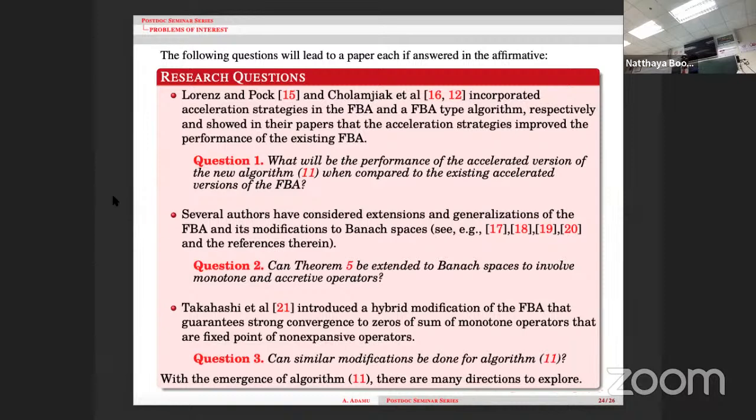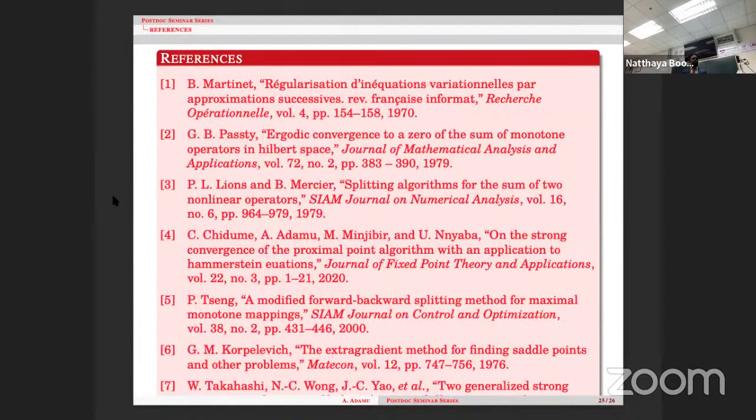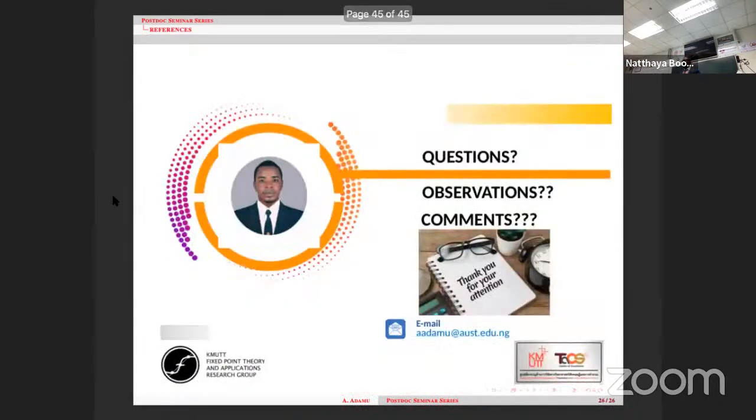and its modifications, there are many directions to explore. Here are some of our references. Thank you.